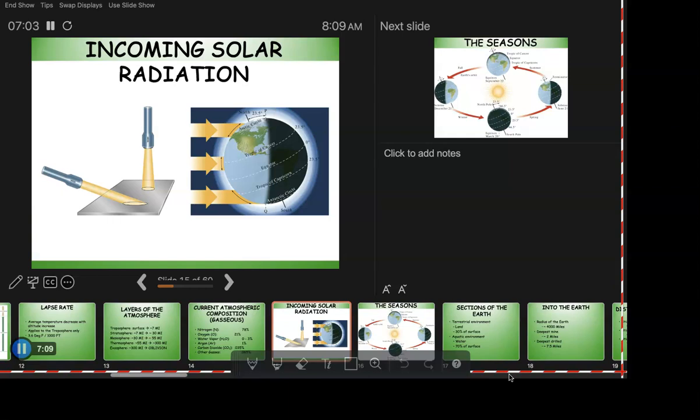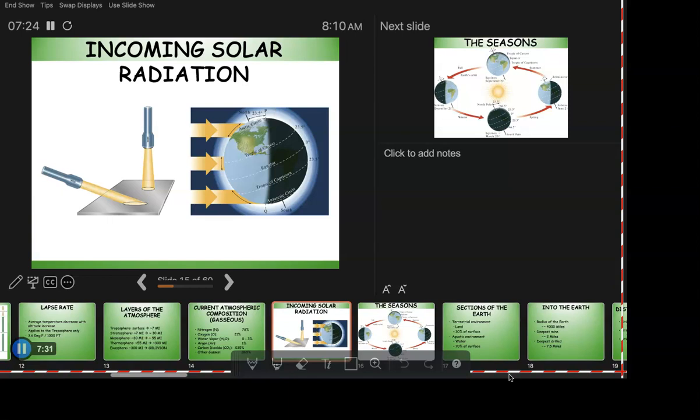So we're relating that roughly to incoming solar radiation. Okay, you get the most incoming solar radiation year-round in that centralized area there. And then the further you go up, north or south, all right, you get less and less bang for the buck.